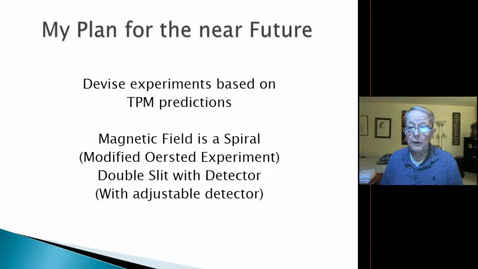My plan, however, in the near future is to work on some experiments. I'm going to do an experiment on a magnetic field to show that it's a spiral, not a circle, around a copper wire. It'll be a modified Oersted experiment. I hope to get some equipment to do a double slit with a detector, so I could have an adjustable detector and show the effect of the detector on the interference pattern. Some things I plan to do in the future.